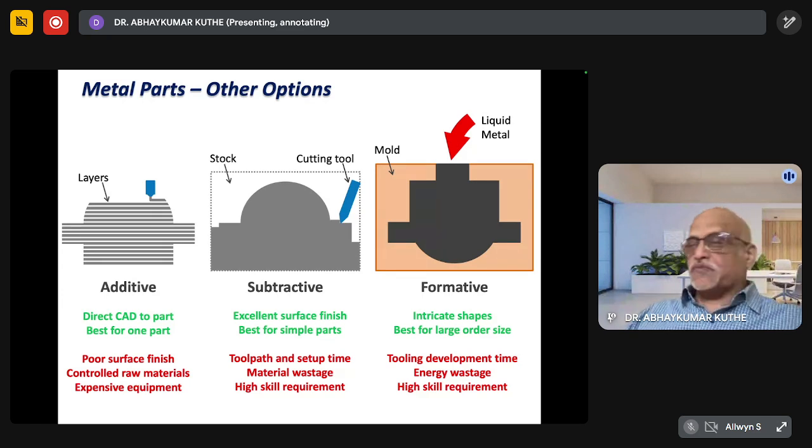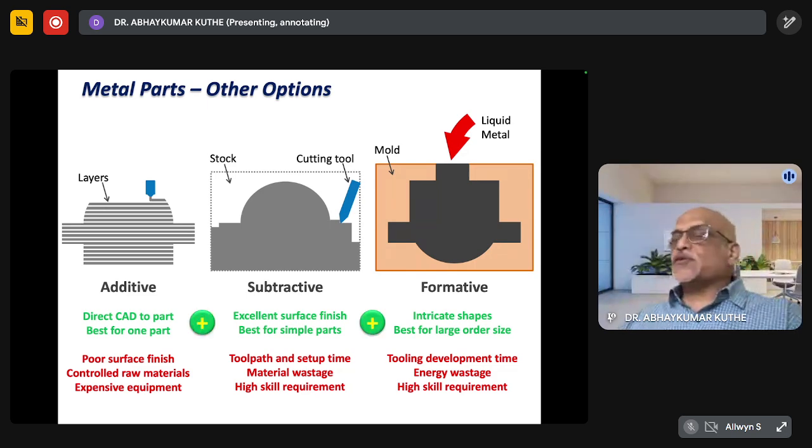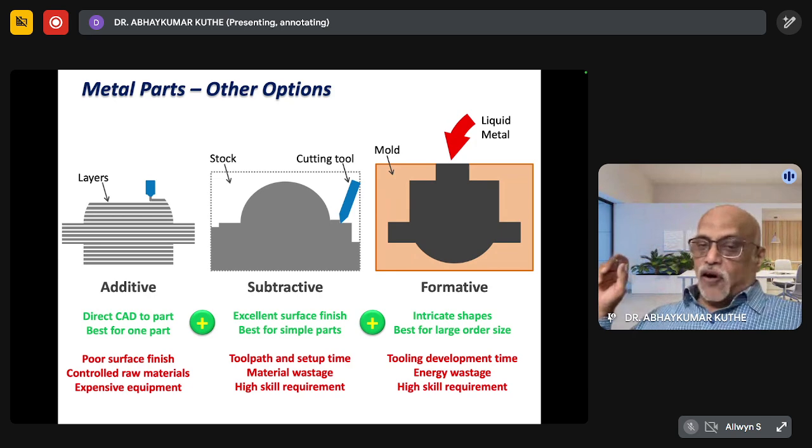So which one should we adopt? Additive, subtractive, formative, and all that. We say that we should take the best of everything. How best can you take the help of all together, so that ultimately the part produced will be the best, and there will not be major challenges to be handled?